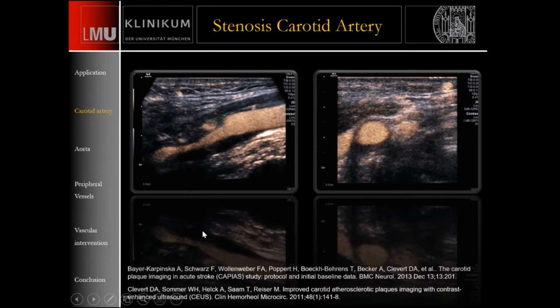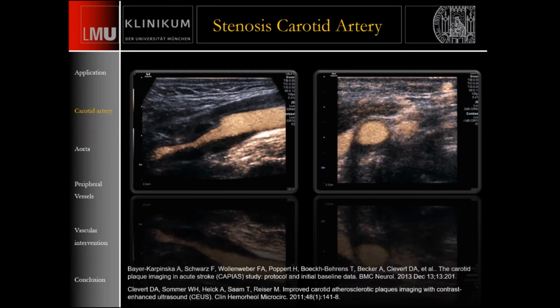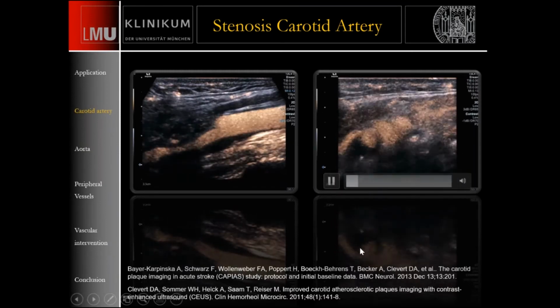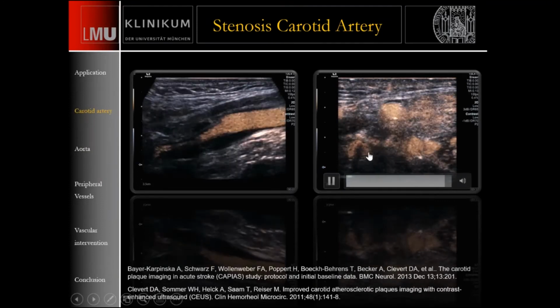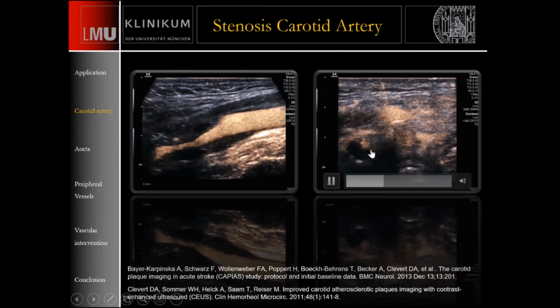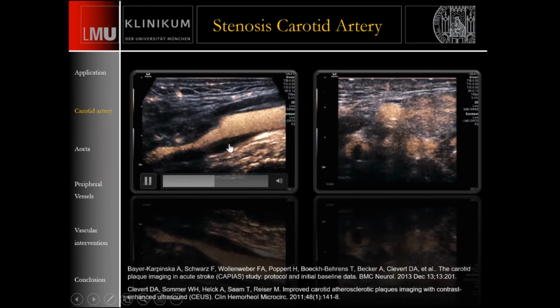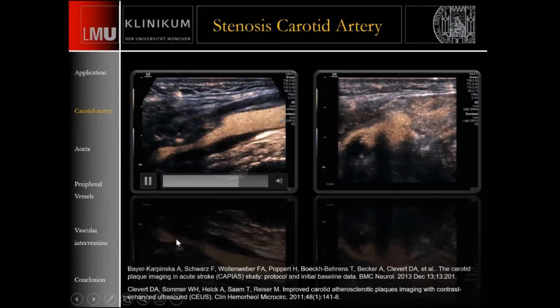It's very important to write this in the report. And the question is, concentric or eccentric stenosis? Also, this is very easy to determine because you see it's at the wall of the plaque. So it's an eccentric stenosis. And these are the plaques we have seen also on the longitudinal plane.